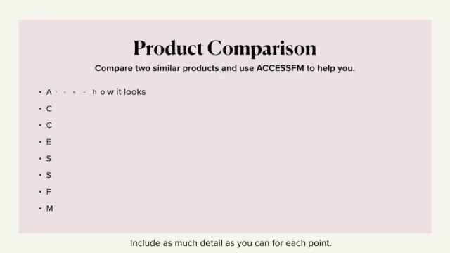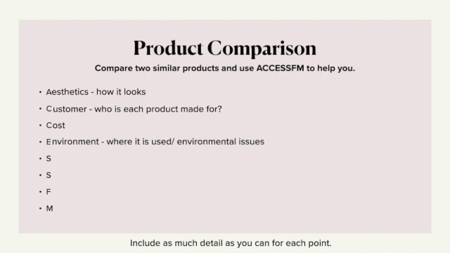So we're going to compare the aesthetics, so how they look, the customer, so which one is each product made for. Maybe it could be slightly different as different products are aimed at slightly different target markets. The costs, these can obviously vary a lot between different products. The environment. Now, there's two different things you can consider for this word. Where it's going to be used, the environment it's used in, and any environmental issues for those products.